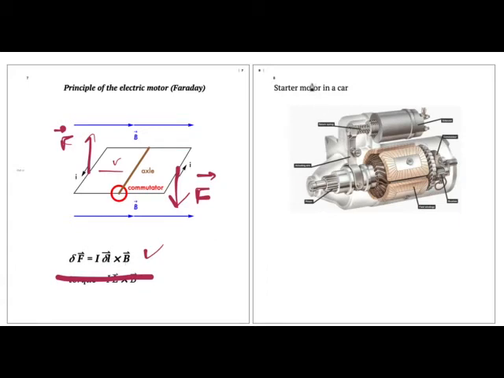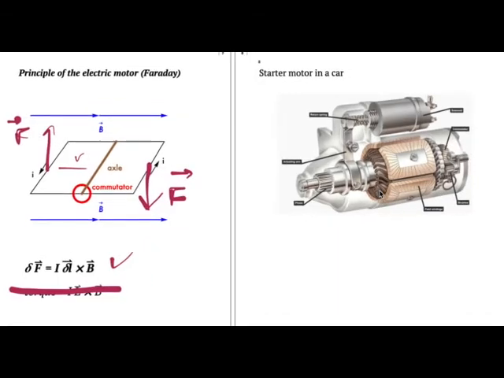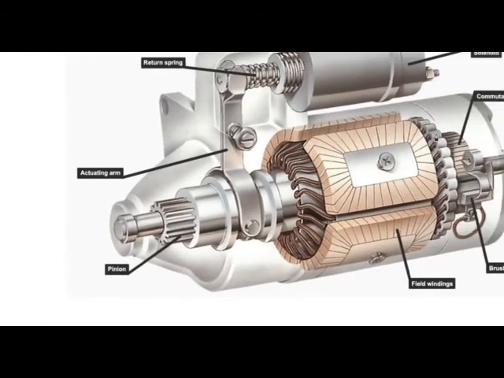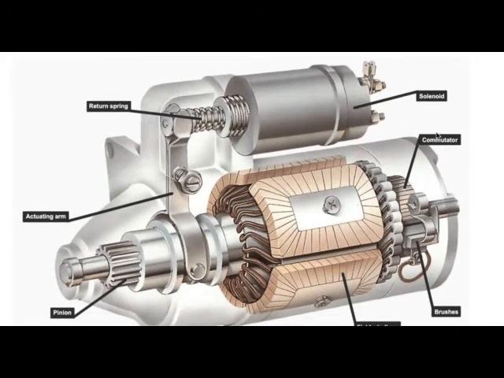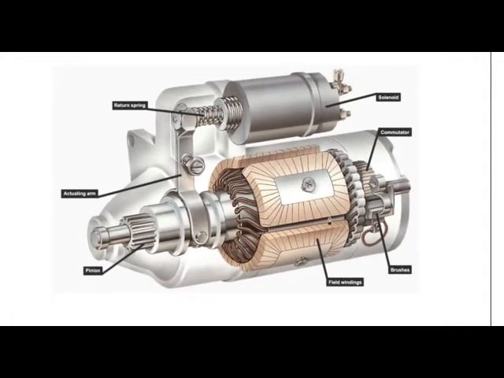Now, if you take apart the starter motor in a car, it'll look something like this. It'll be very complicated. It's more than just a coil of wire in a magnetic field. For one thing, the magnetic field will be created by an electromagnet. That's an example where current creates a magnetic field. So you have something called field windings. You have a commutator to reverse the direction of the current.